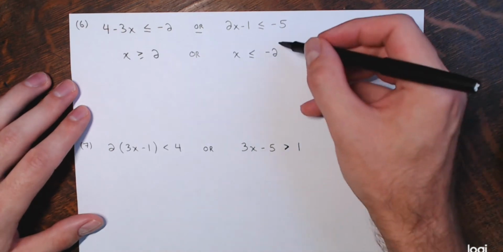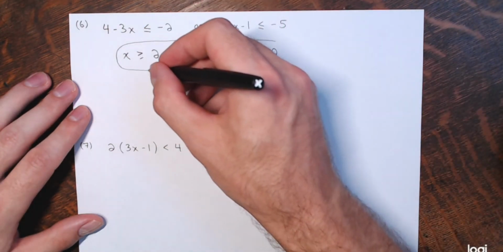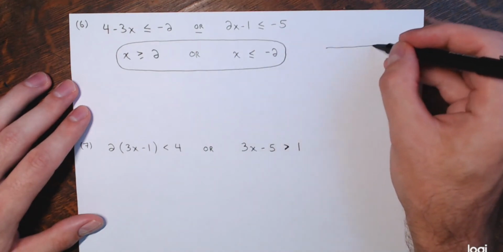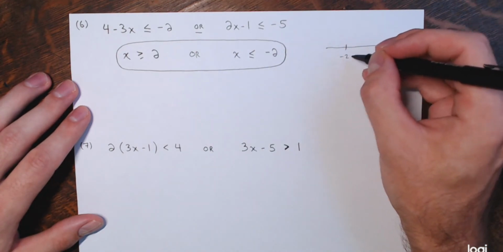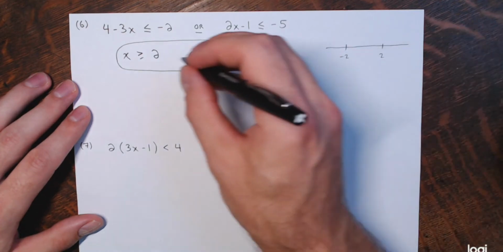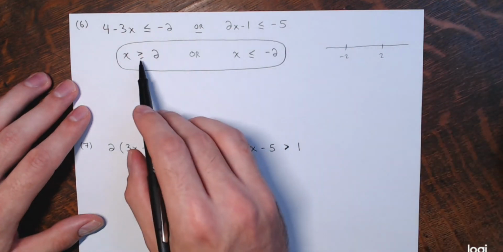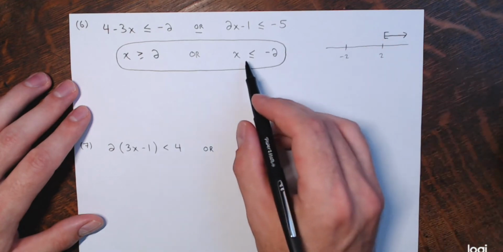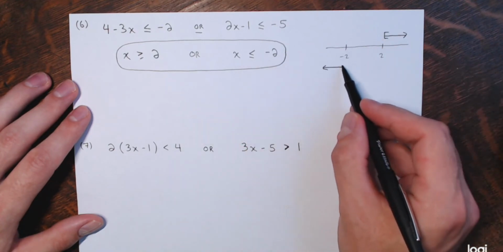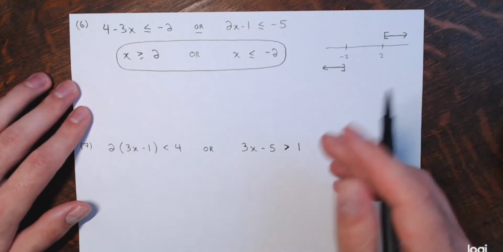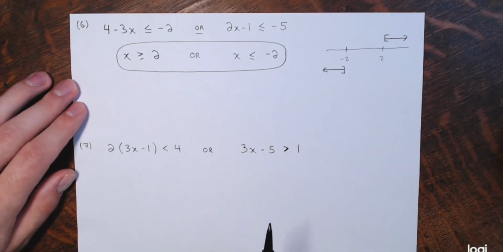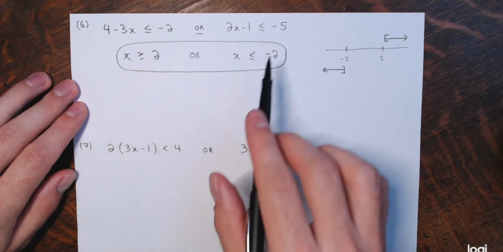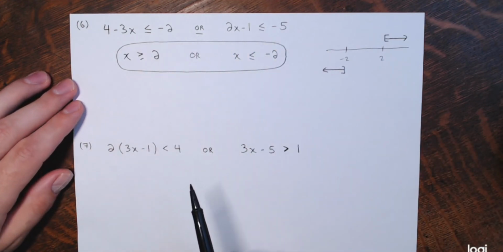Alright, so here's the solutions described in this compound inequality. I circle that. Make a quick rough sketch over here. The numbers mentioned are -2 and +2 here. Numbers greater than or equal to 2 are these numbers. Numbers less than or equal to -2 are these numbers. And any number you draw, any number that shows up, satisfies at least one of these, so it satisfies the entire or statement, the entire compound inequality.